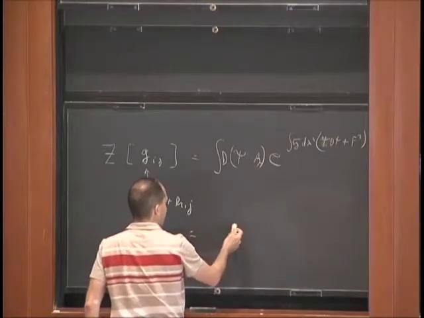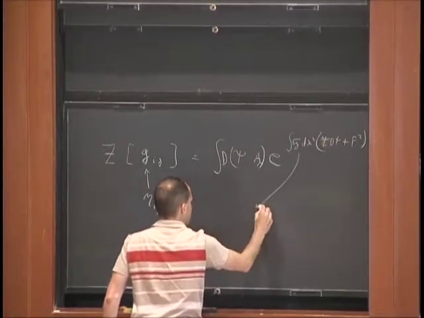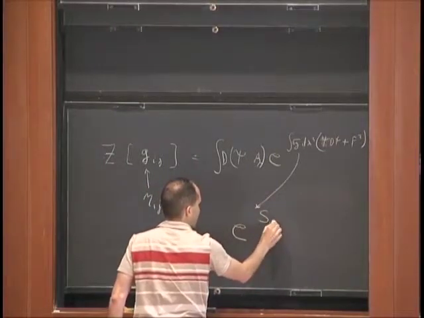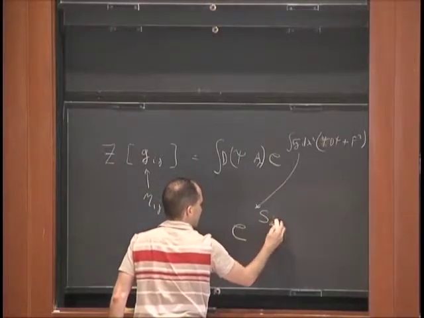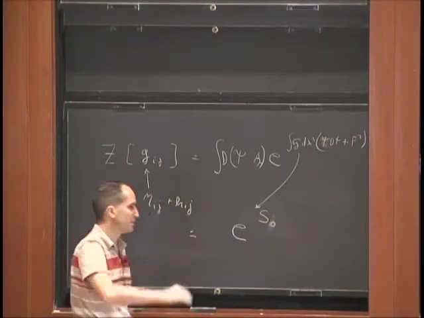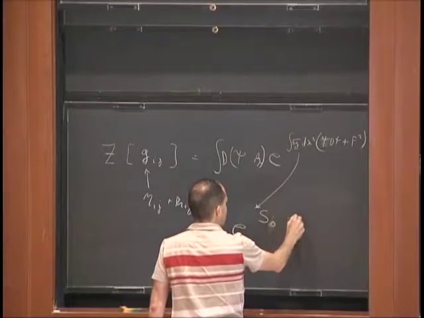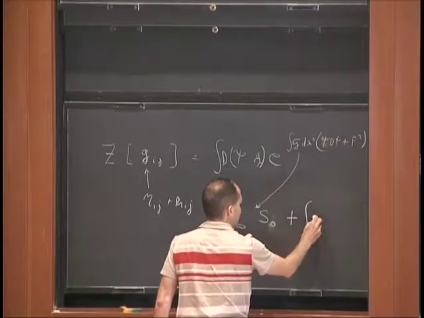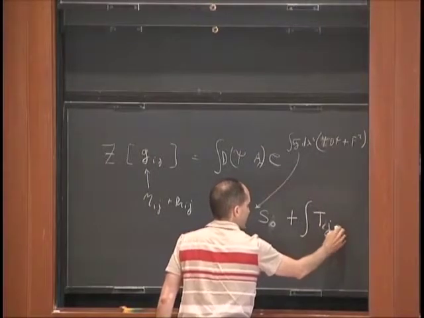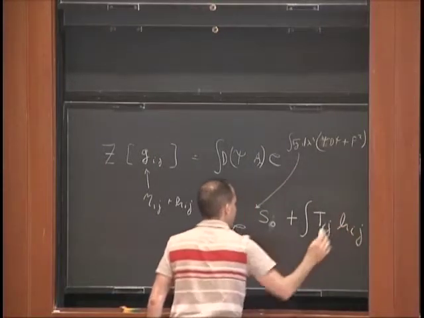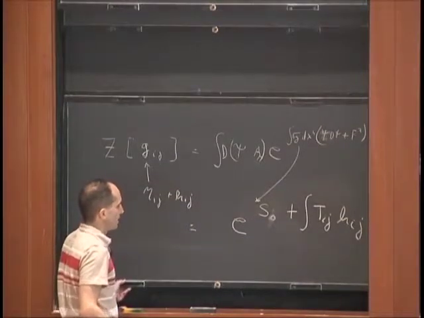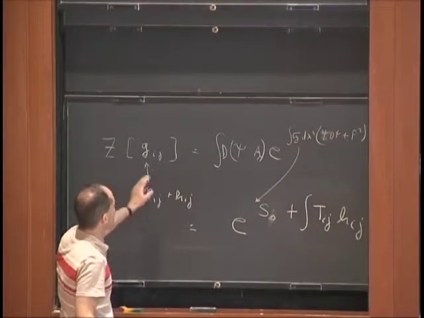Yeah, so we could write this action as the action with the Minkowski metric. So let me call it S0. This is the action in flat 3-dimensional space, R3, plus the integral of the stress tensor of the 3-dimensional theory times h_ij. Okay, the small fluctuations. To first order, we could write this.